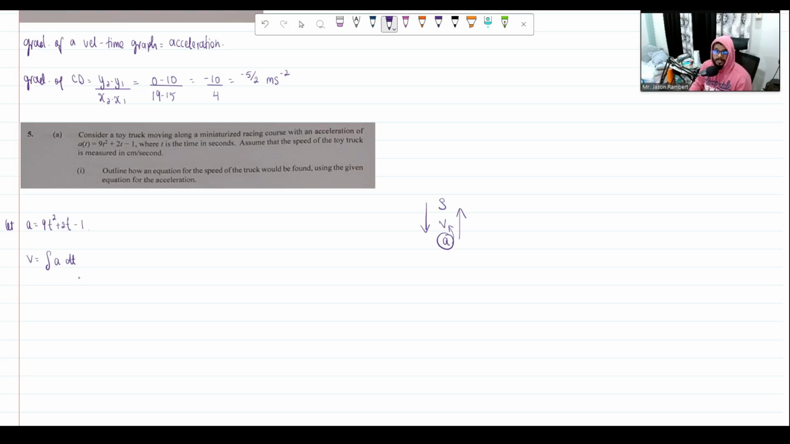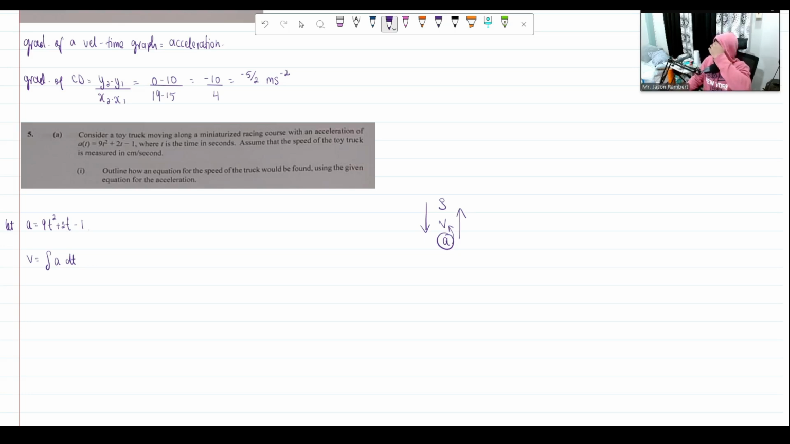Now, if they want words, we could say that we need the velocity at a particular time in order to calculate the constant of integration, c, if they want us to have words in here, right?